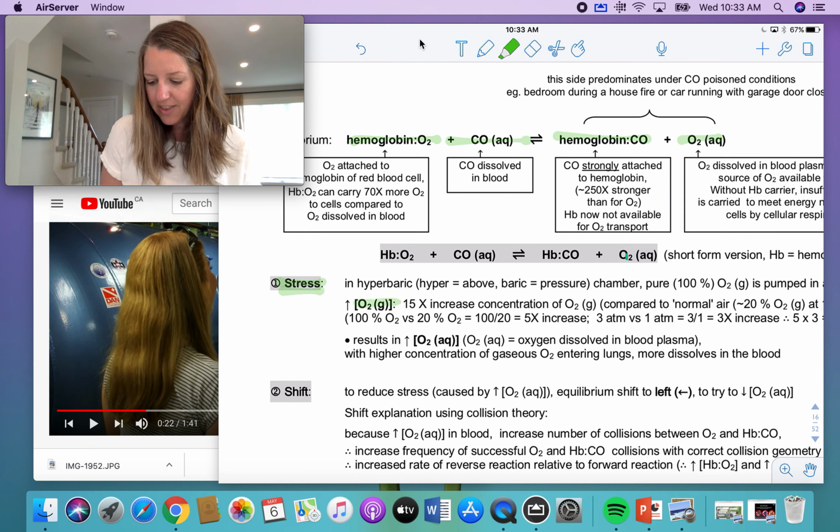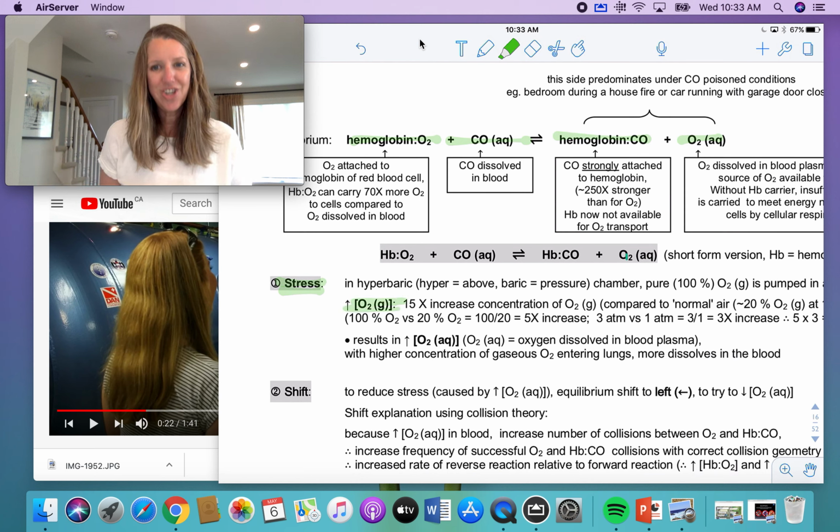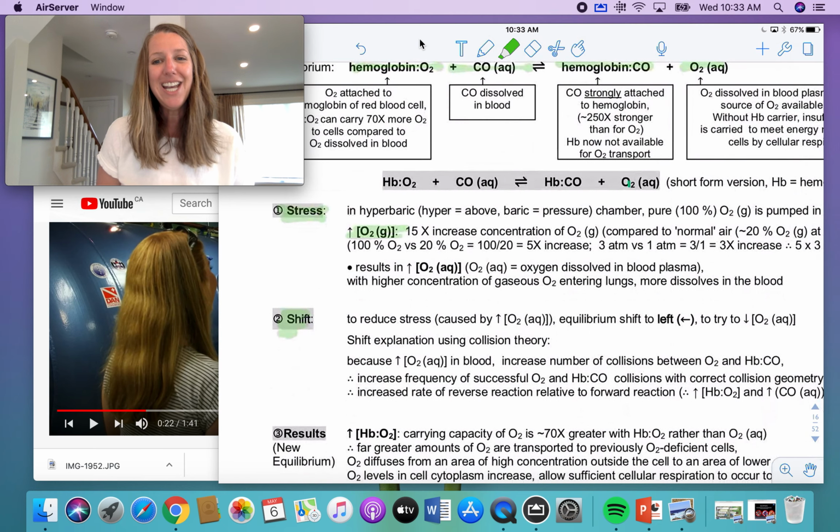So when you are in a hyperbaric chamber, you are essentially stressing this equilibrium equation with an increase in oxygen concentration. What's that going to do? Well, we talk again in the same terminology. You're going to shift that equilibrium towards the reactants, towards the left.